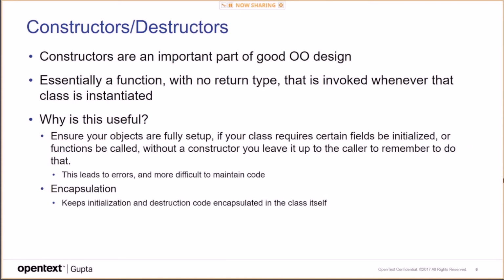So constructors and destructors. Essentially a function with no return type that is invoked whenever that class is instantiated. Why is this useful? You ensure your objects are fully set up. If your class requires certain fields be initialized or functions be called without a constructor, you leave it up to the caller to remember to do that. This leads to errors and more difficult to maintain code. So you have to document more, instruct your developers more, and these constructors are really useful for that.